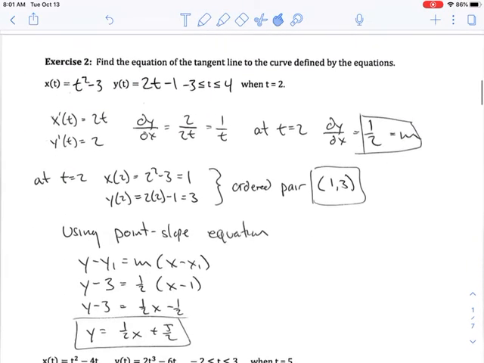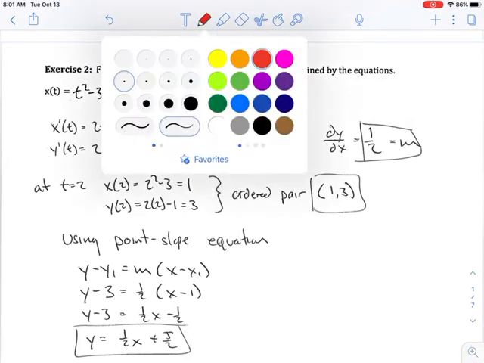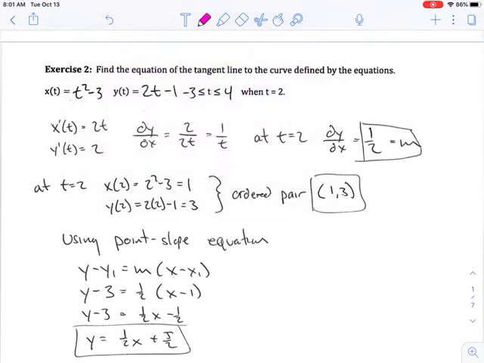Now, here's a good old tangent line problem from Calc 1. Find the equation of the tangent line to the curve defined by the equations. If this looks like I wrote something in here, it's because I did. I kind of made a mess of it, but I think that's the correct problem.